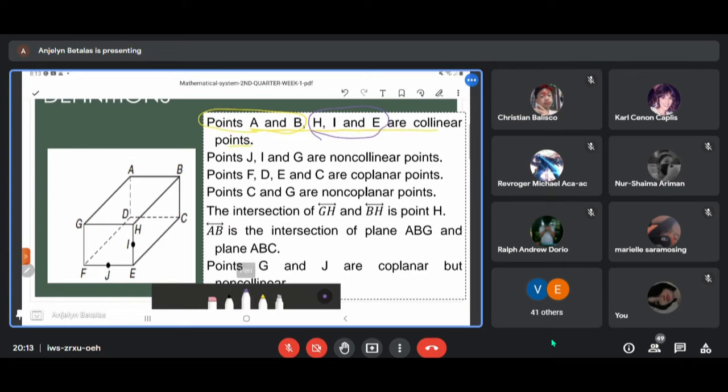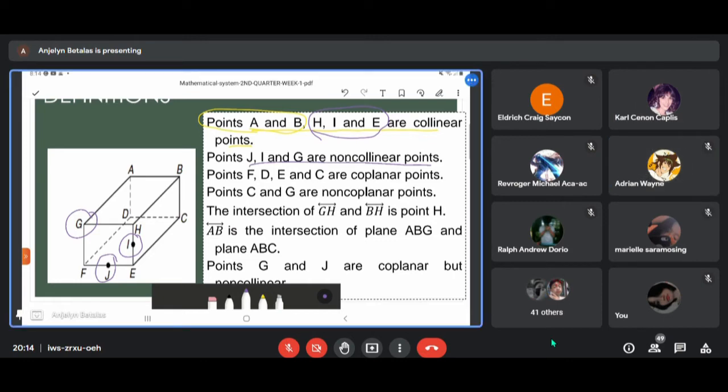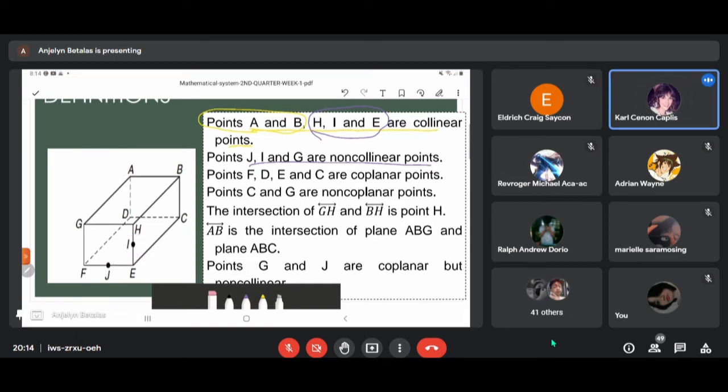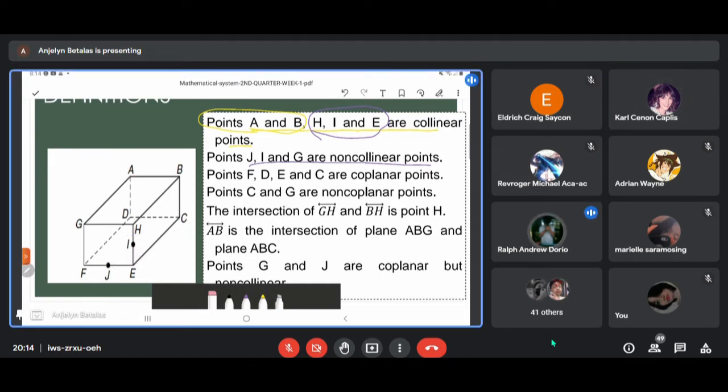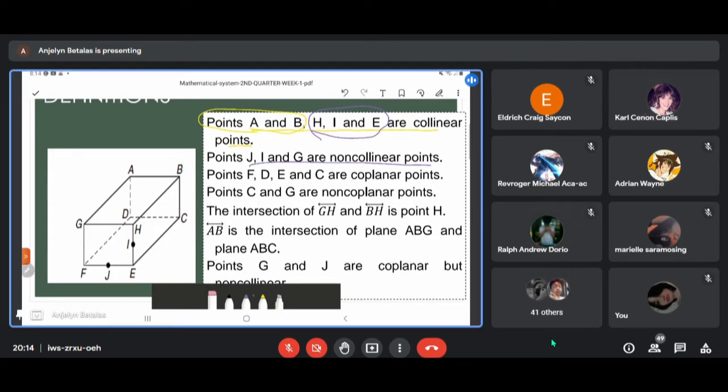Okay, next. G, J, I, G. They are non-collinear points. Are they? Yes, ma'am. What do you mean by non-collinear? Points that do not lie on the same line.